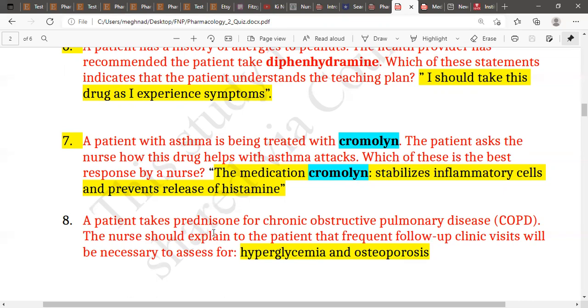Prednisolone can increase the blood sugar level, we call hyperglycemia. So if our patient is diabetic, you could educate them to adjust insulin level. Prednisolone also causes osteoporosis, bone erosion.